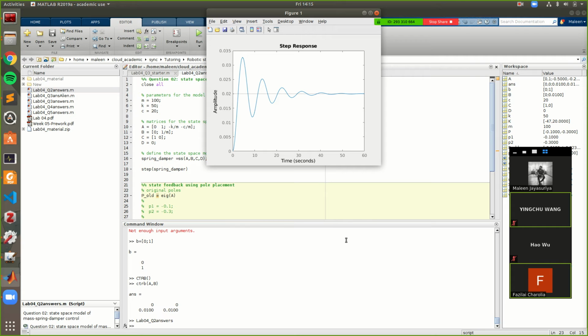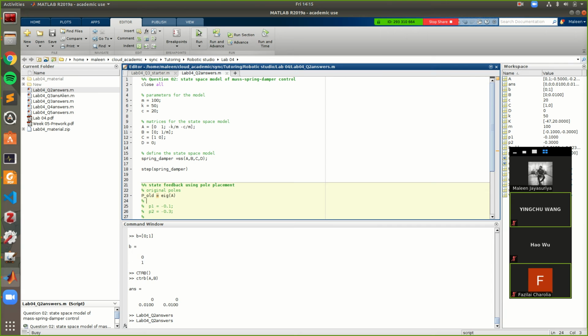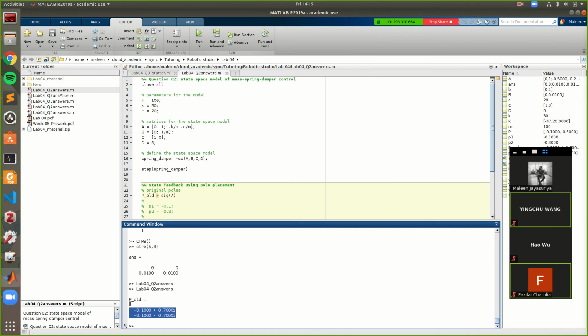It would be negative because it's moving towards stability. And it will have complex values, right, because it has an oscillation. So if I run this, can you see these are the eigenvalues? The real components are both negative, right, because it's stable, but it's oscillatory, right? It has complex values. Cool.